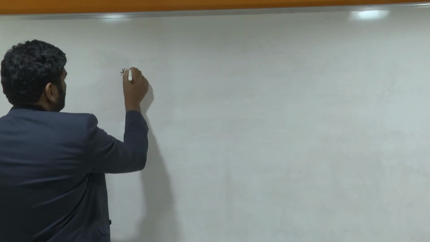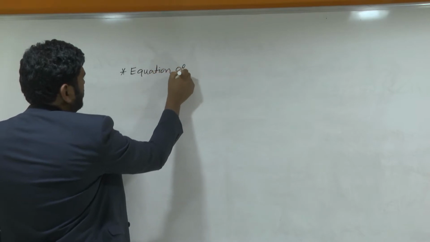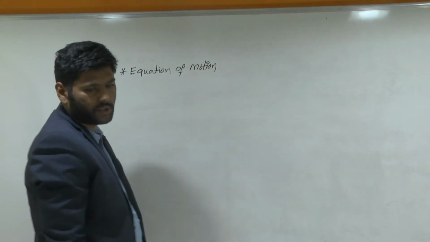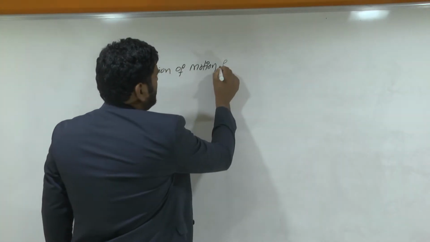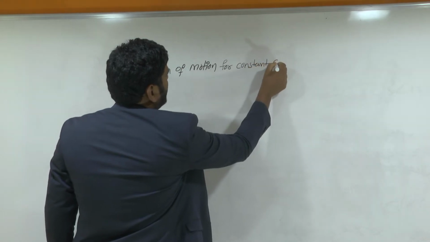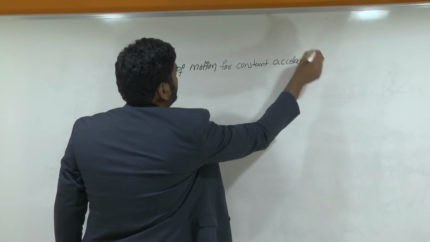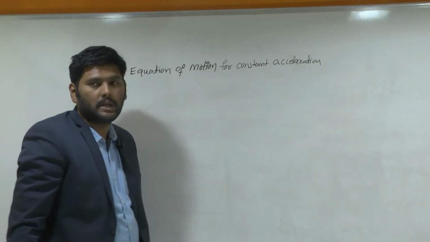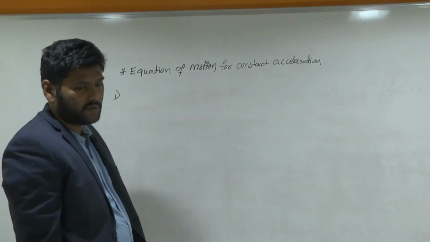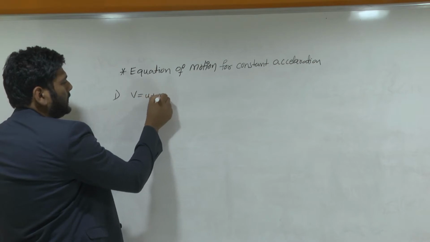Please write down equations of motion. Equations of motion for constant acceleration. So that is the first equation of motion. I will discuss the first equation of motion, that is V is equal to U plus AT.